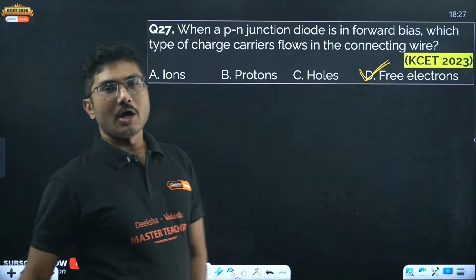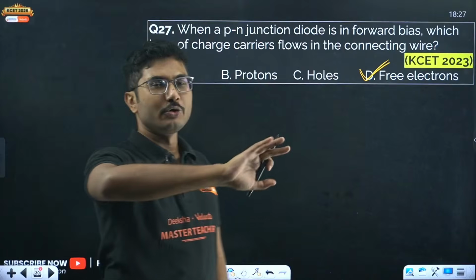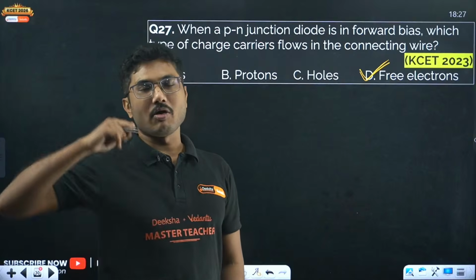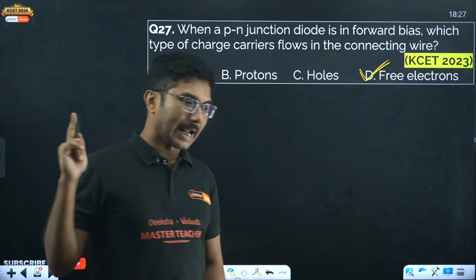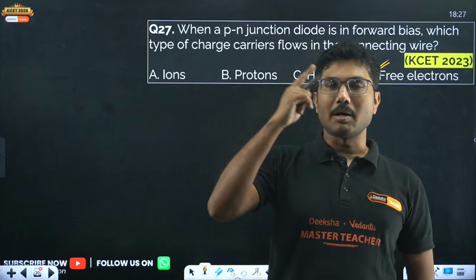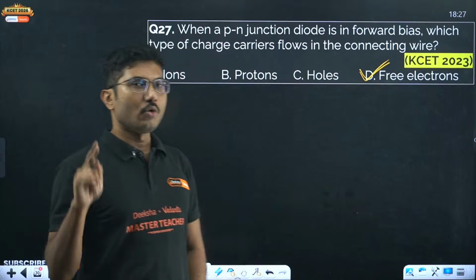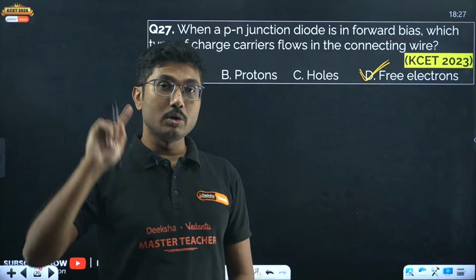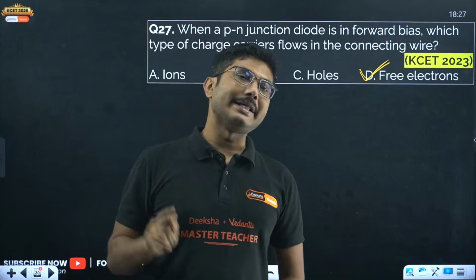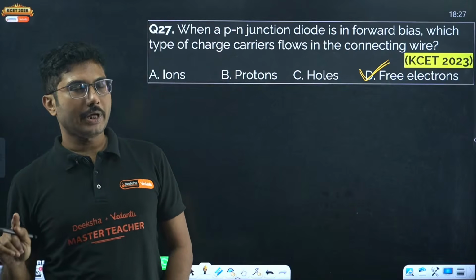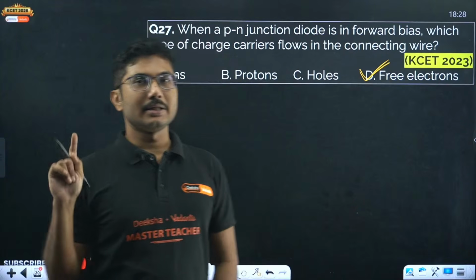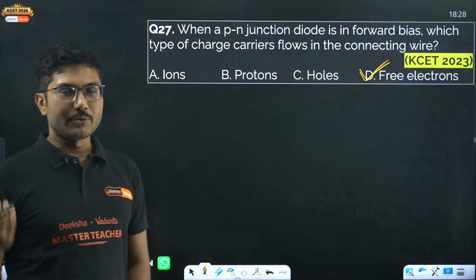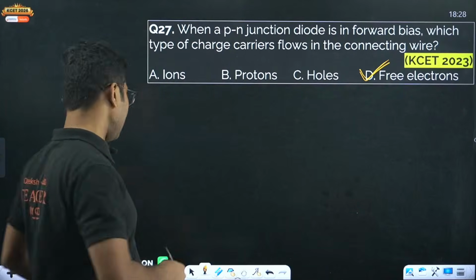Free electrons always, no matter the diode, no matter whatever device it is. Inside the conductor, only electrons can flow. Holes cannot come out from the diode into the conductor. The holes will be restricted only inside the diode, and only electrons will be conducted in the conductor. Inside the diode, holes and electrons both carry current, but outside the diode, only electrons carry current.